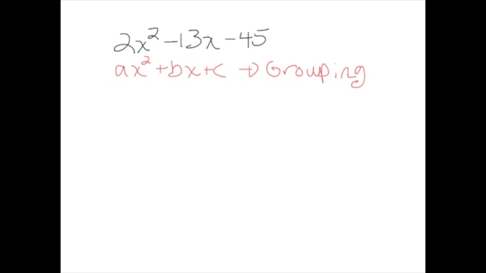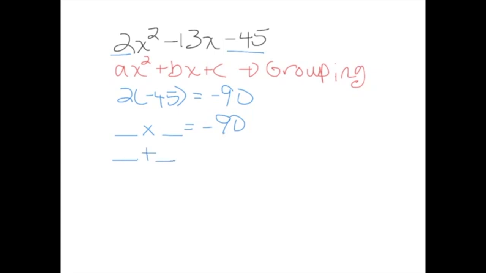Okay, so the same way that we start off with the grouping method, we're going to start off here. We're going to take the first and last numbers and multiply them together. In the same way as the grouping method, we need 2 numbers that multiply together to give me negative 90, but when I add them up, I get the middle term of negative 13.